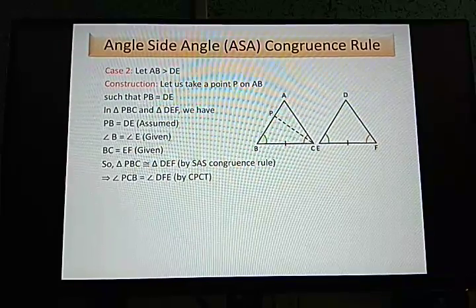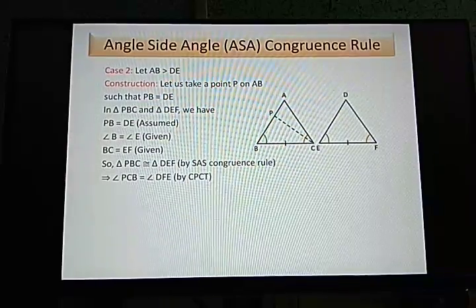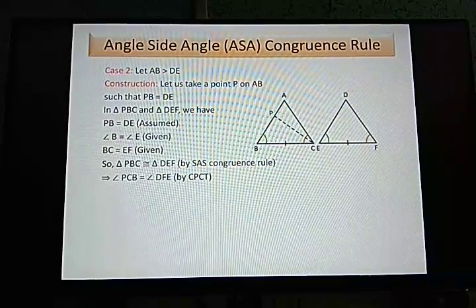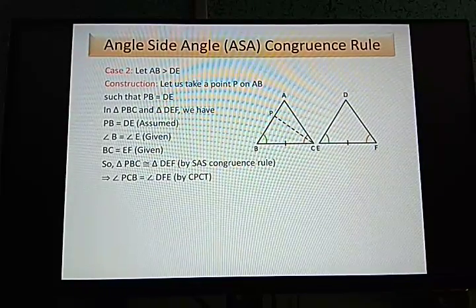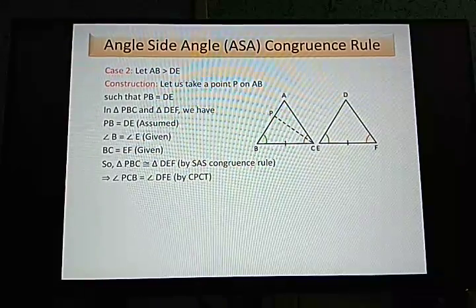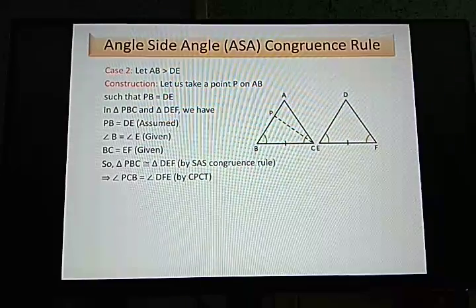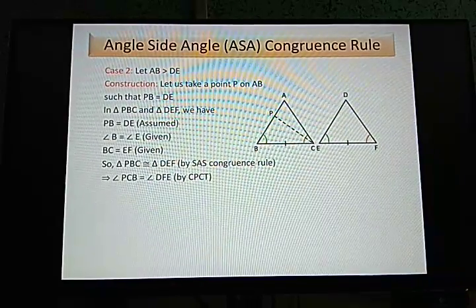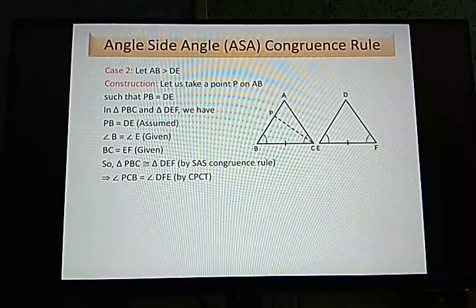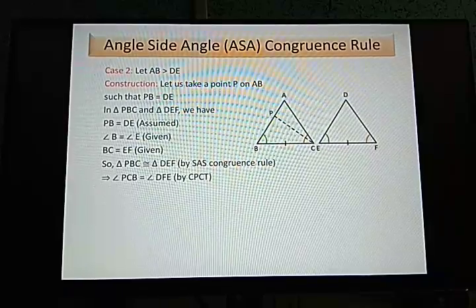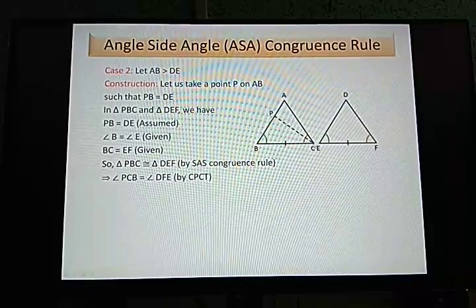Whenever two triangles are congruent, then automatically all the corresponding sides and the corresponding angles become equal. So here also, since triangle PBC is congruent to triangle DEF, all the corresponding angles as well as all the corresponding sides become automatically equal by the CPCT rule.